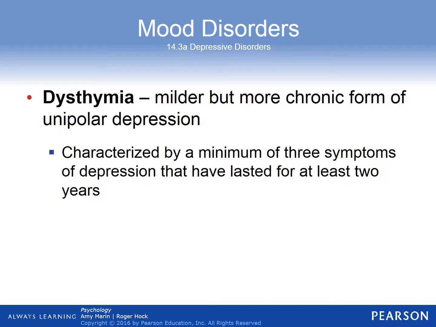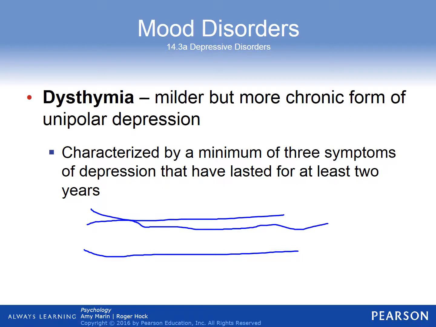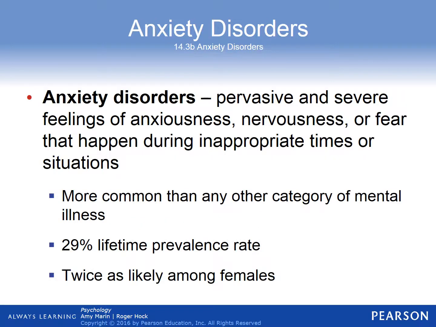And then just like we had the cyclothymia with the manic depression or the bipolar, we have the dysthymia, which is the milder but more chronic form of unipolar depression. 3 symptoms of depression that have lasted for at least 2 years. So this is where you've got the normal line, and then with major depression maybe you're down here. Dysthymia, you're just kind of down here most of the time, never getting back up to normal.